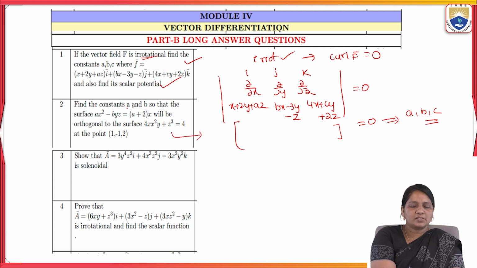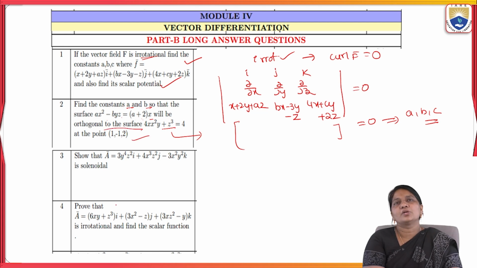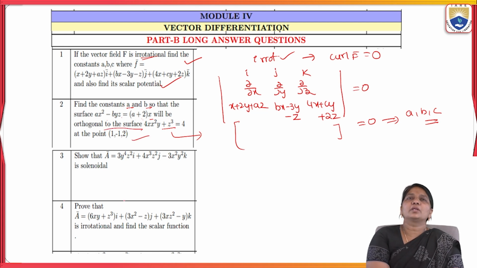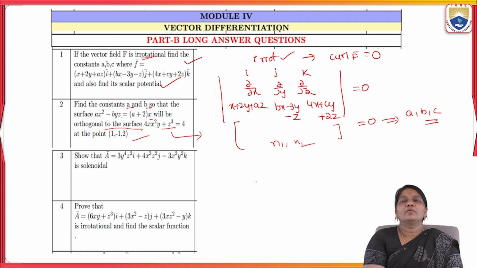Find the constants a and b for the surface ax square minus byz equal to a plus 2 into x, which will be orthogonal to the surface, these two surfaces. So orthogonal means we have to take this one as the first normal, we have to find unit normals. After then we can calculate the constants by using the condition of the orthogonal surfaces.